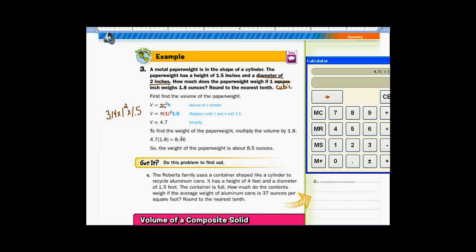Okay, back with me. The Roberts family uses a container shaped like a cylinder to recycle aluminum cans. It has a height of 4 feet and a diameter of 1.5 feet. The container is full. How much do the contents weigh if the average weight of the aluminum cans is 37 ounces per cubic foot? Find the nearest tenth. Okay, same deal as the last one. We need to find the volume.